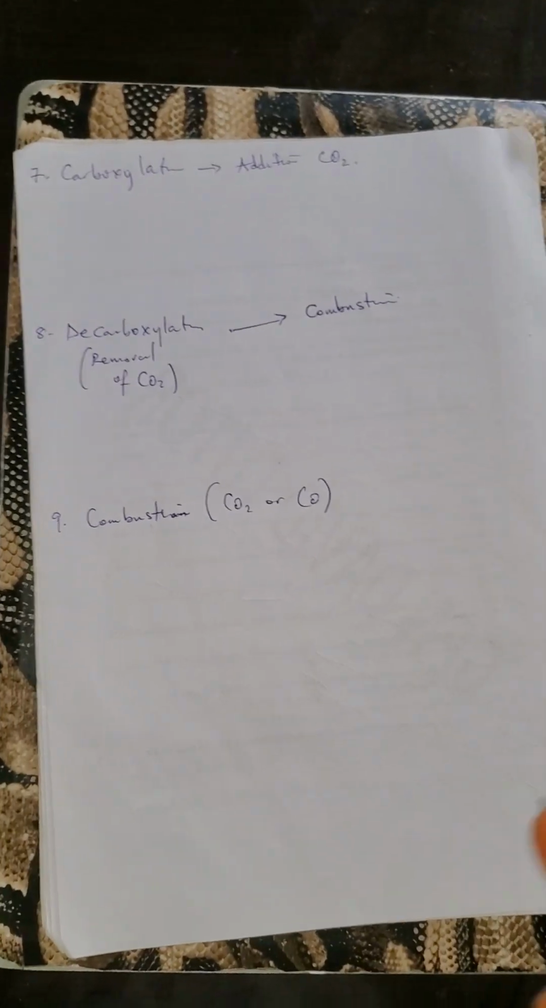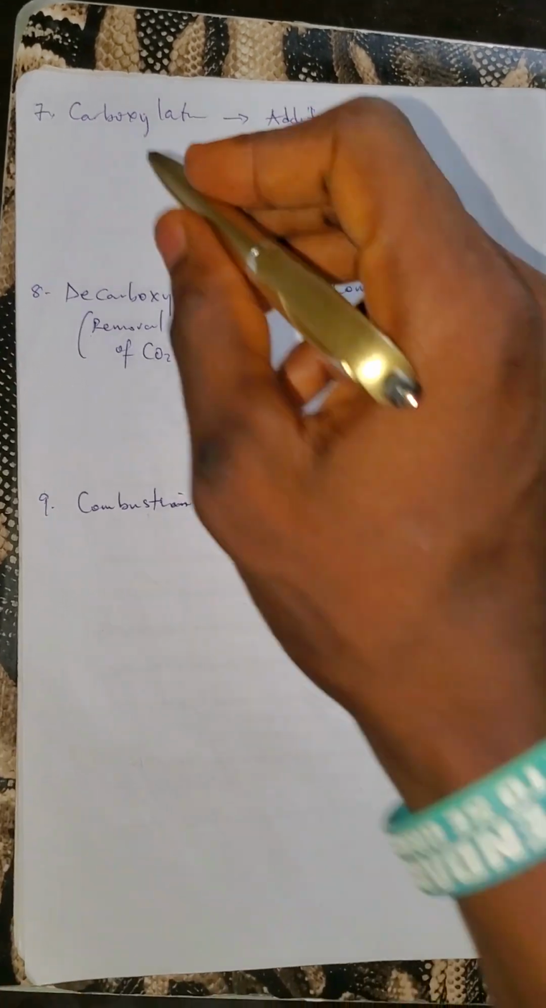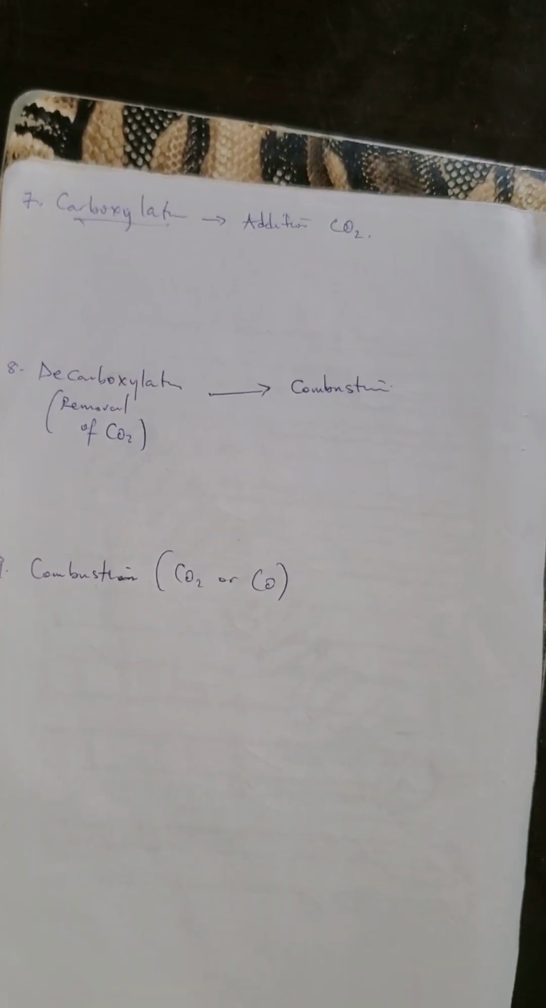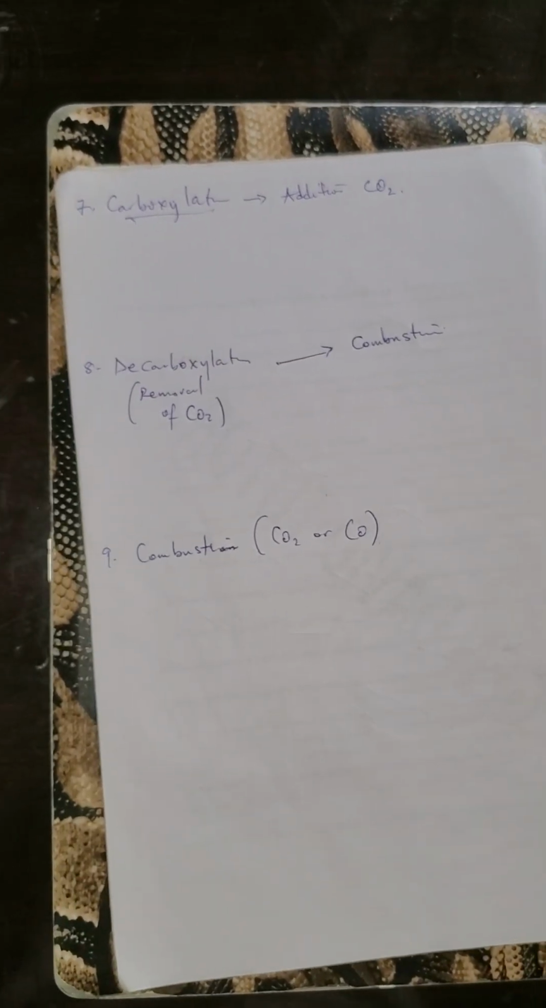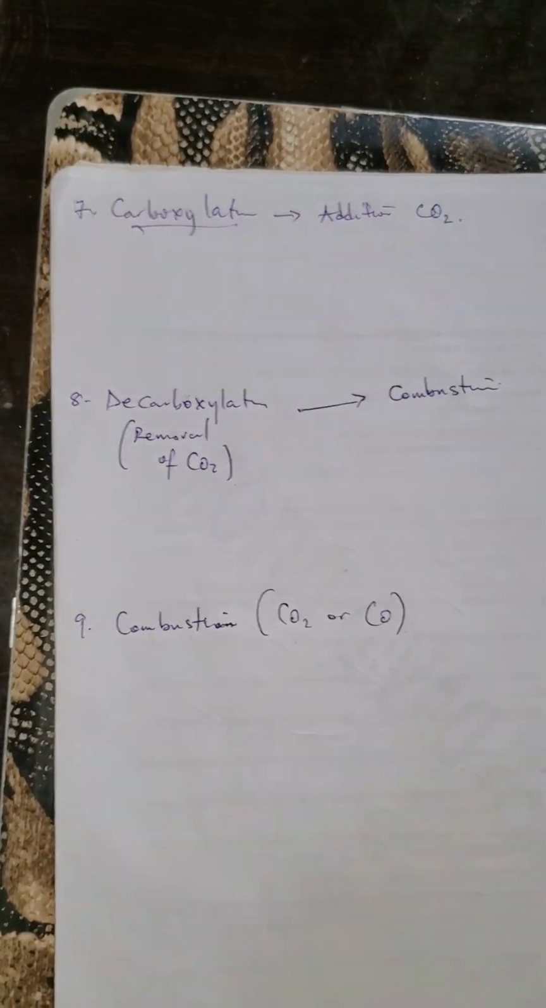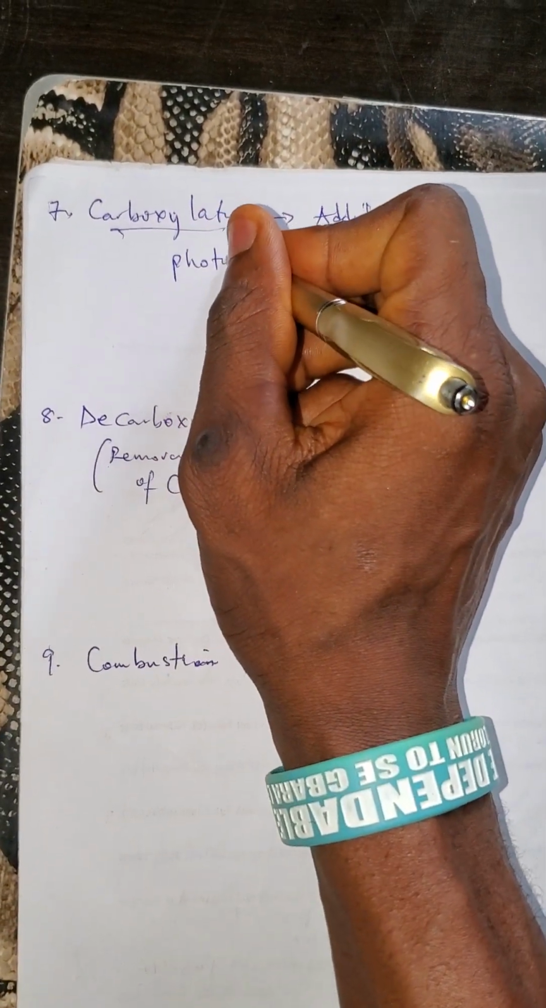I'll be talking about the combustion very soon. I'm coming. Now, when you're talking about carboxylation, it means addition of what? Of carbon dioxide to an organic compound. But now, I'll just quickly give you a process. A process of photosynthesis now.